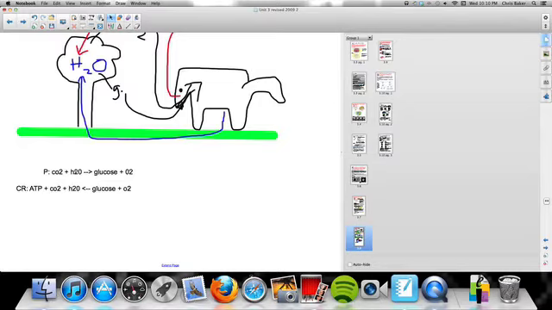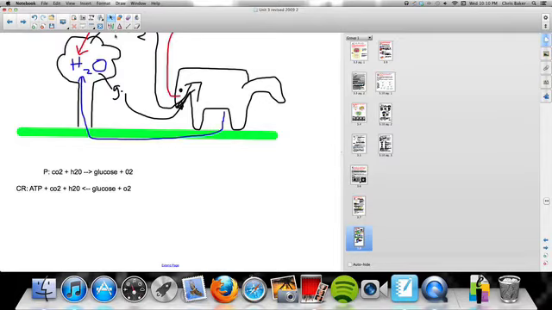Carbon dioxide and water. This is photosynthesis. Carbon dioxide and water make glucose and oxygen. To do cell respiration, glucose and oxygen make carbon dioxide and water and ATP. Can you see the cycle here?